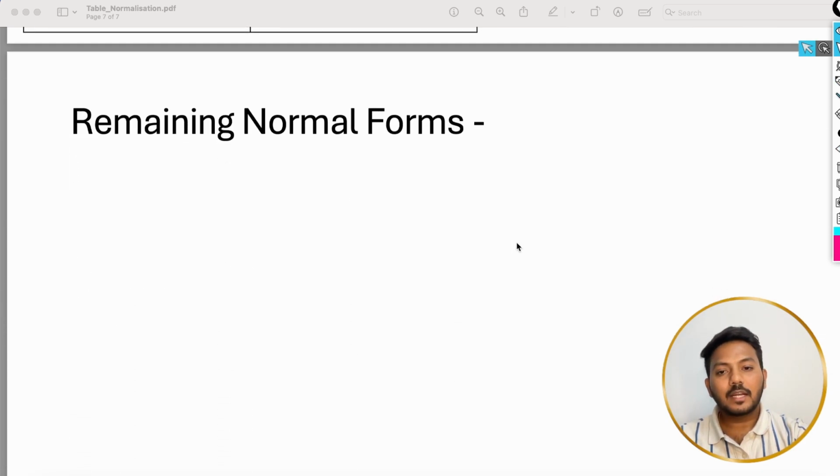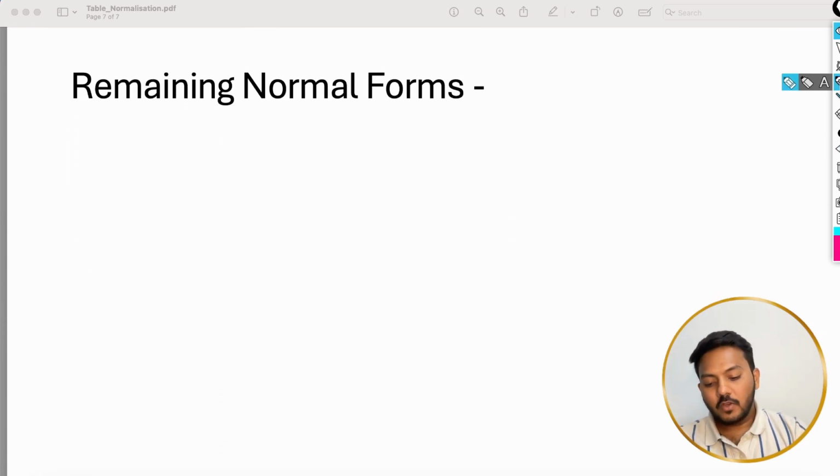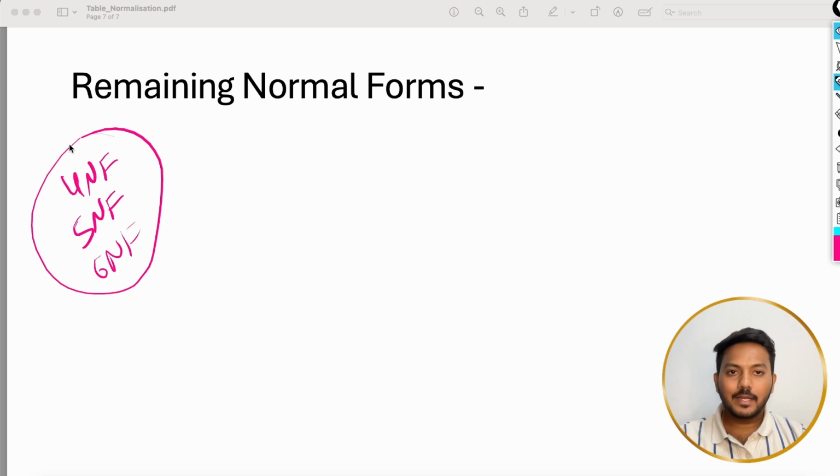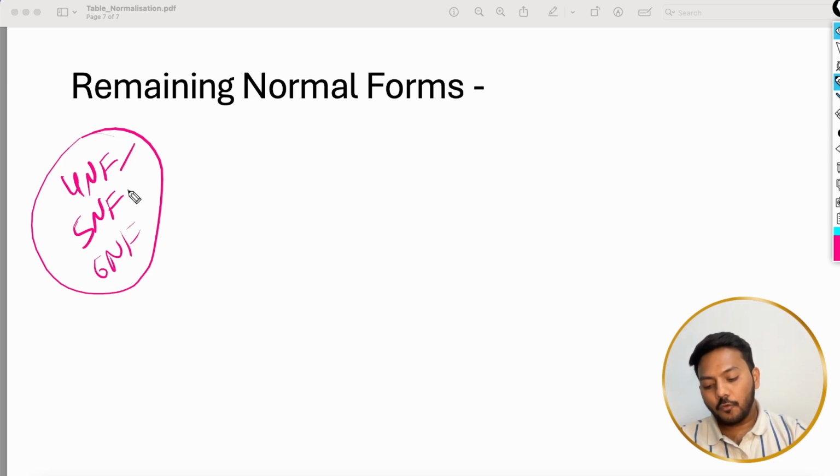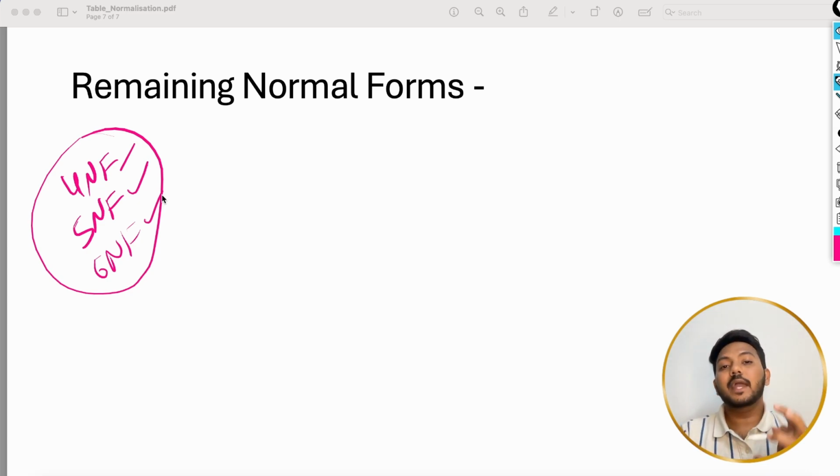And we have the remaining normal forms as well, which is 4NF, 5NF, and 6NF. And usually, if your table is already 3NF normalized, there might not be a need of 4NF, 5NF, and 6NF. But if you still feel that even though your table is in 3NF there might be some columns which you can split into multiple tables, then you can call them 4NF, 5NF, and 6NF.